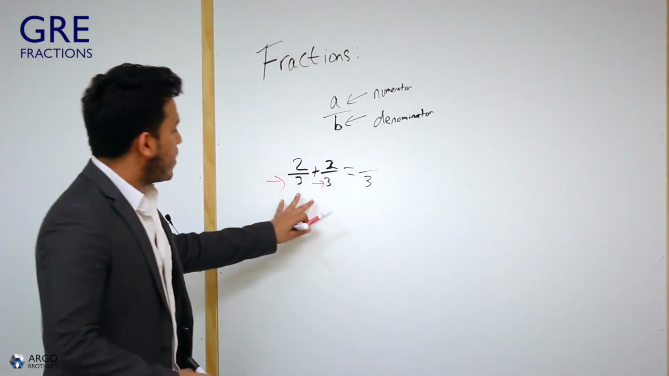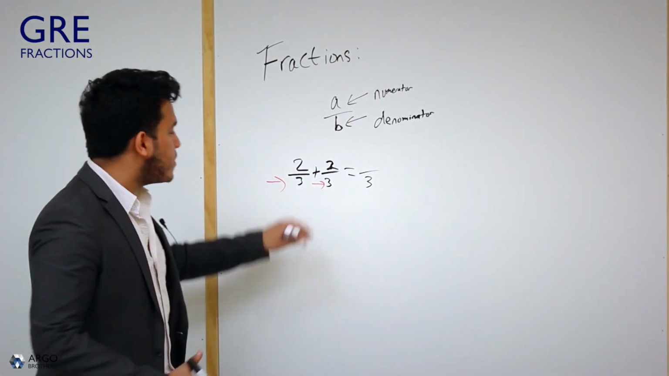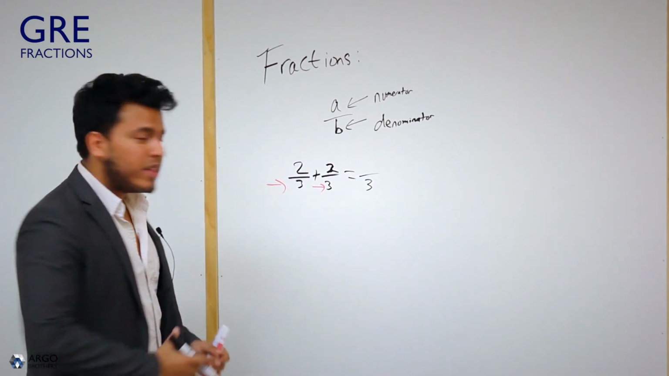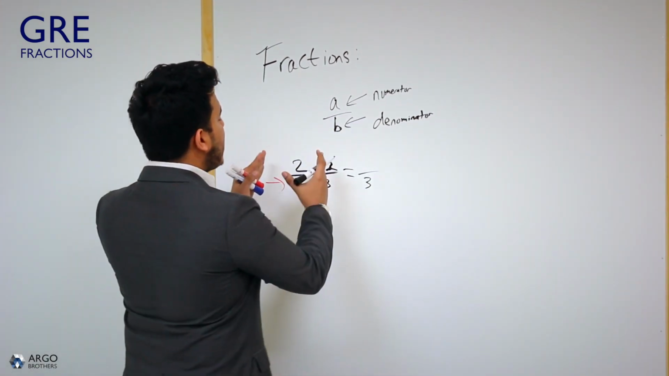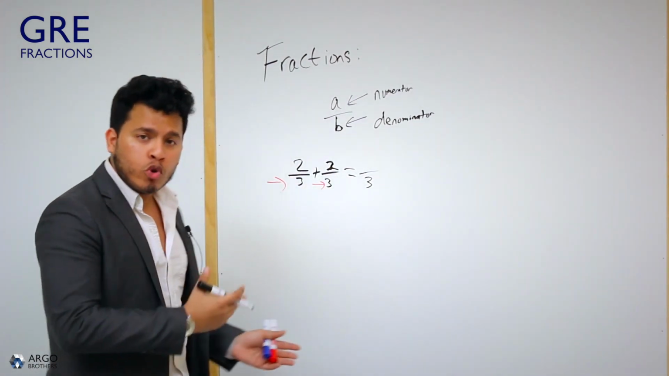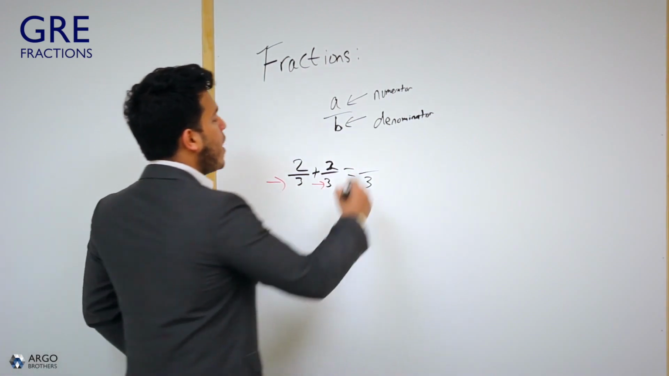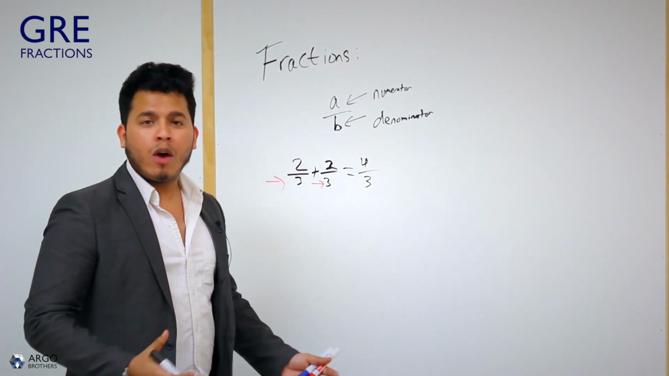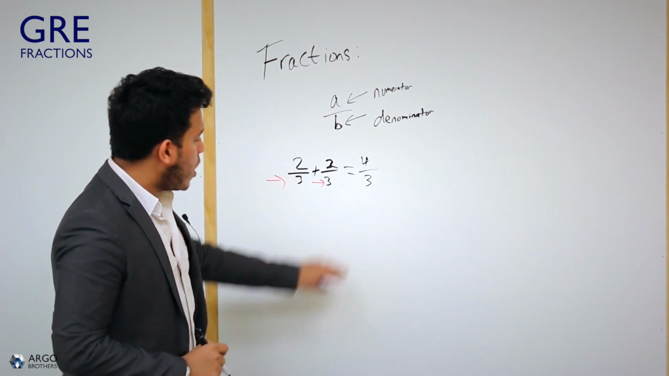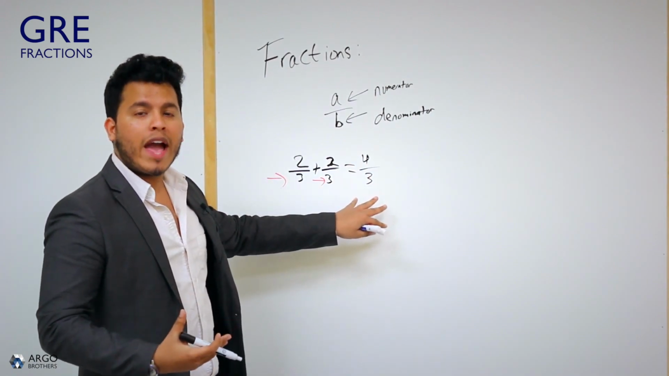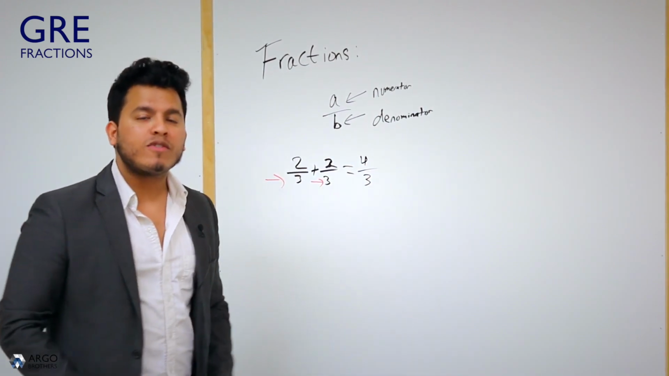So, once again, if I'm adding fractions, I want to make sure my denominators are the same. In this case, my denominators are the same, and now I simply add the numerators. 2 plus 2, in this case, is 4, and I have 4 over 3. Wow, what a simple problem. Well, hold up. 4 over 3, I can go ahead and turn this into a mixed fraction.